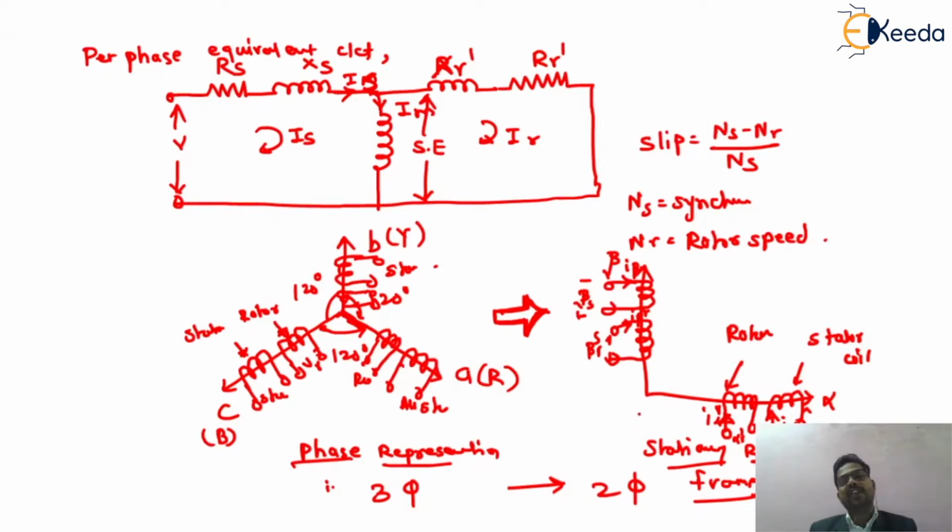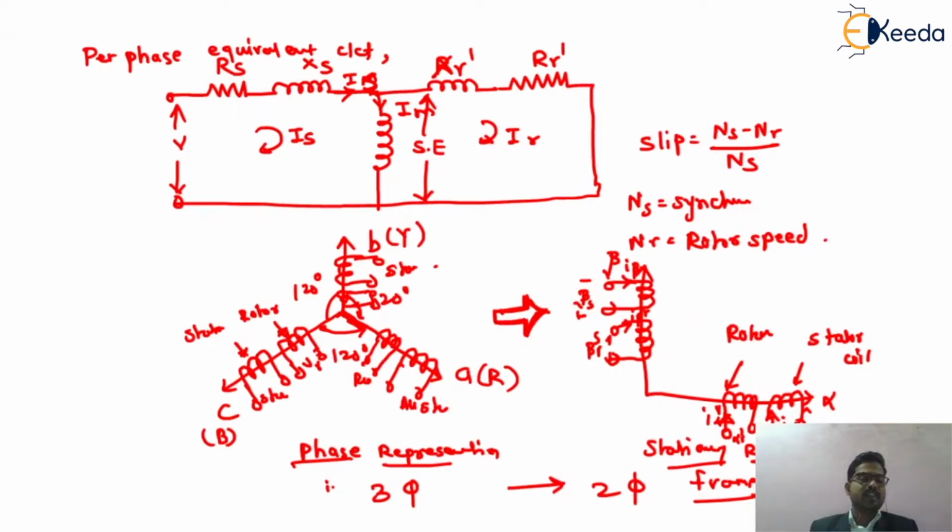Again we want to convert that stationary reference frame to a direct and quadrature axis, because this will be the stationary frame, but as we know the induction motor will be rotating at a synchronous speed. So we want to convert the stationary reference frame into an arbitrary, or as we call it, a rotating reference frame. So that will be the very important concept of the DQ model.